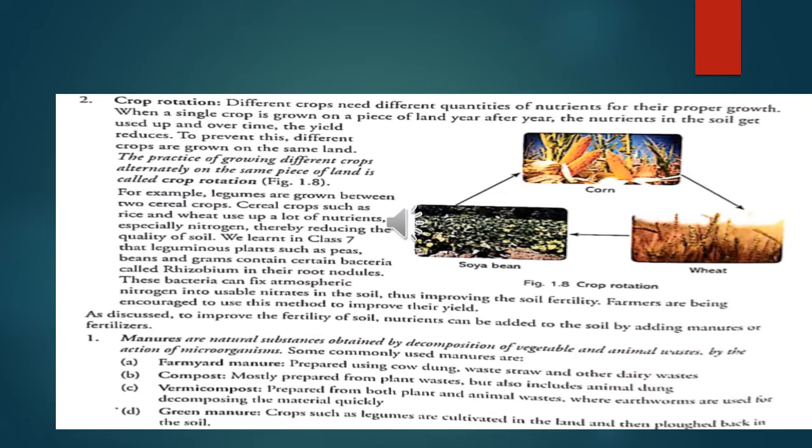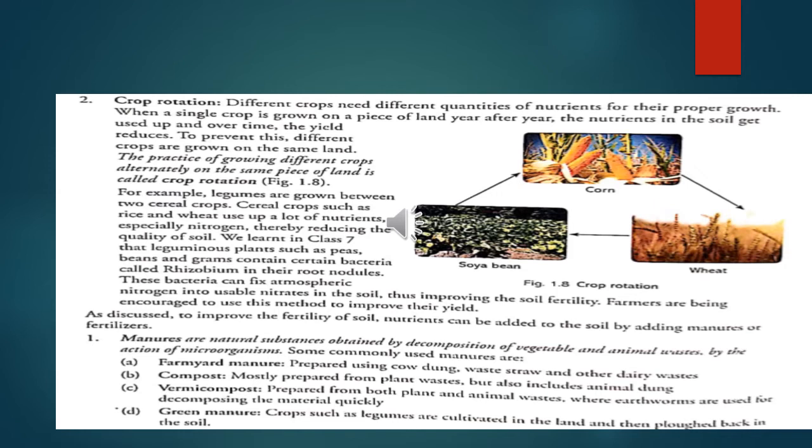For example, legumes are grown between. Legumes means the plants whose roots contain rhizobium bacteria. For example, pulse, pea, etc. are leguminous plants. So leguminous plants are grown between two cereal crops such as rice and wheat. You can see here in this crop rotation diagram, figure 1.8, that between the two crops another crop is grown.